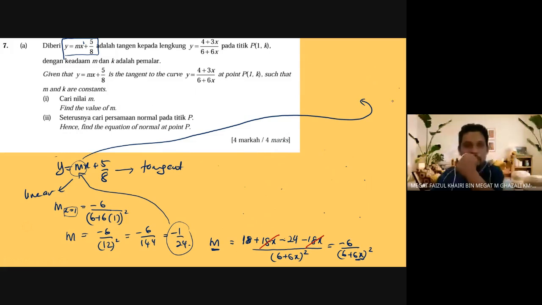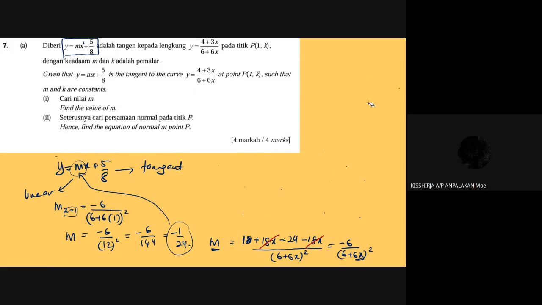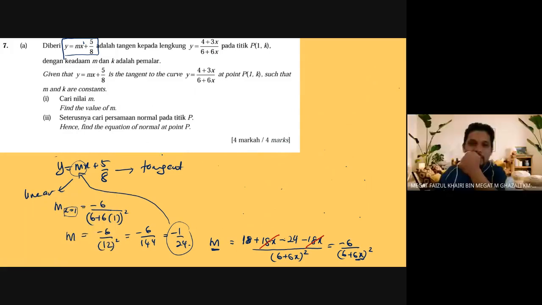Read question number 2. Hence, find the equation of normal at point P. The key for this question is normal, the equation of normal. If this is the curve at one point P here, which is 1 and k, we already found the gradient of the tangent, and we already found the equation of tangent.